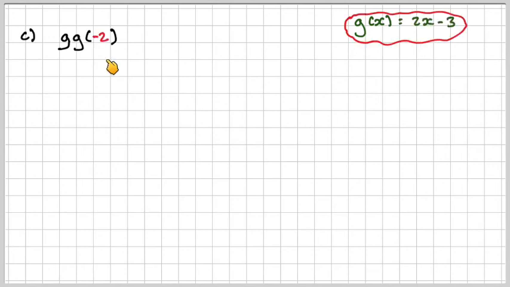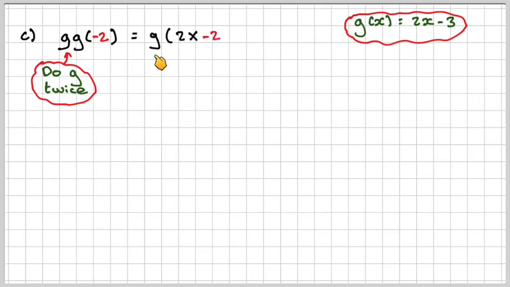And then finally, we've got to do gg of minus 2. Now, what does gg of minus 2 mean? Well, it just means do g twice. So we will write down g, because we haven't done it, and then 2 times minus 2, 2x, take away 3. So that's going to be g of minus 4, 2 times minus 2, take away 3. Now, minus 4 take away 3. So you're at minus 4, and you need to go back 3. That's going to take you to minus 7.